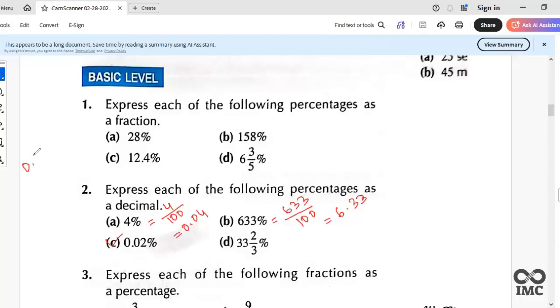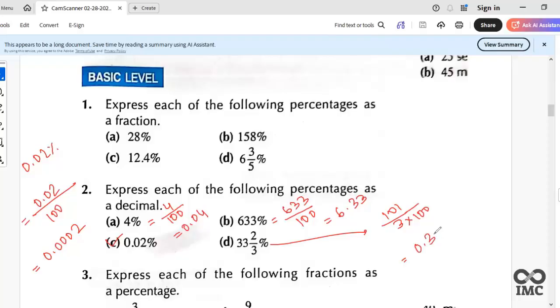Number C, 0.02% can be written as 0.02 by 100. Then the decimal number will be 0.0002. And number D, 33 whole 2 by 3% can be written as 3 33s are 99 plus 2, 101. So 101 by 3, then the denominator will be multiplied by 100. Now, if we want to convert this into decimal, then by using a calculator, we can find out 0.337. And that is the solution of question number 2.